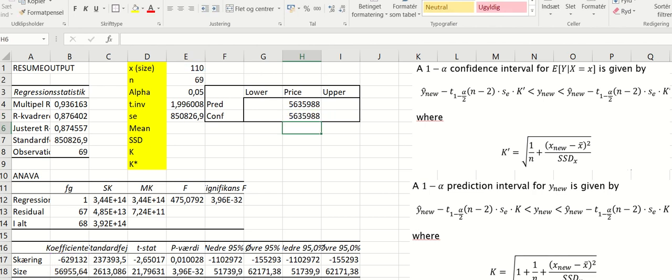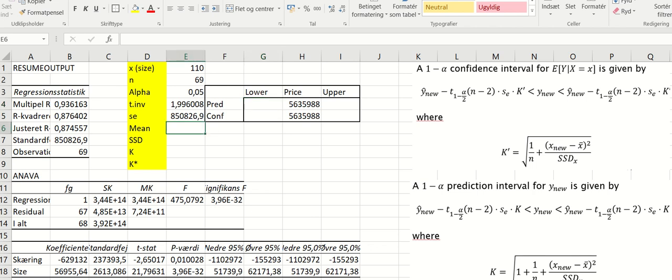So now we want the prediction interval. For the prediction interval, we have this part here. We've got the SE part, and we need the k star. The k star is the square root of 1 over n plus our x value and how far away it is from the average, because the further away we are from the average, the more insecure we are. So the closer this is to 0, the better. And we're going to divide it by SSD. In Danish it's called SAK, the sum of the squared deviations.